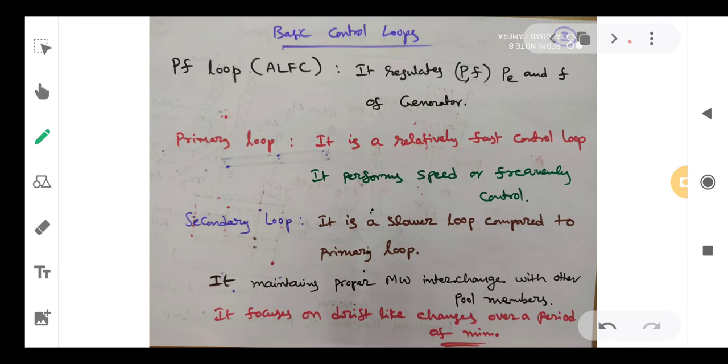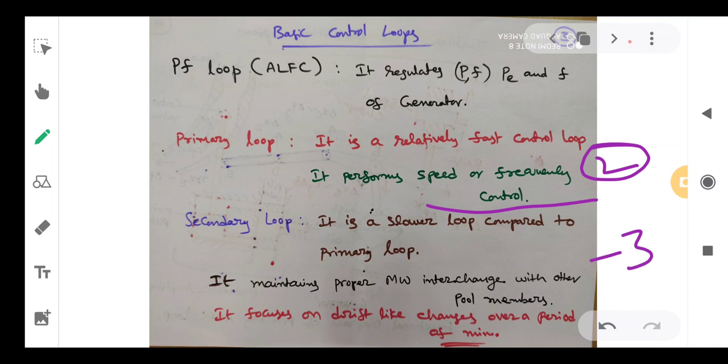The second one is the slow ALFC loop, the primary loop. The primary loop takes care of speed and frequency variations. This is the second loop. The second loop maintains the megawatt interchange between other pool members, other control areas.